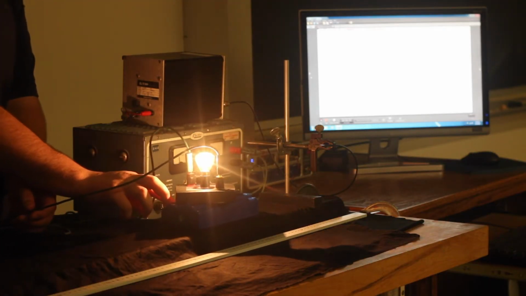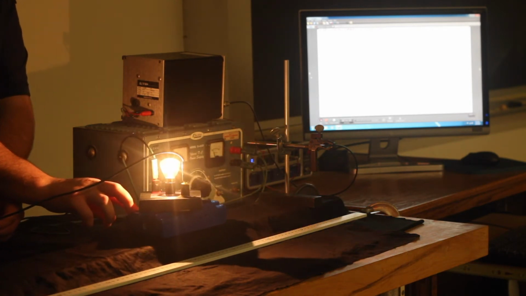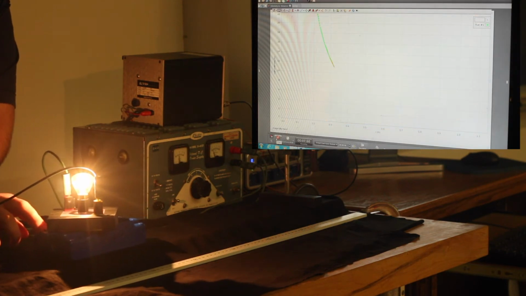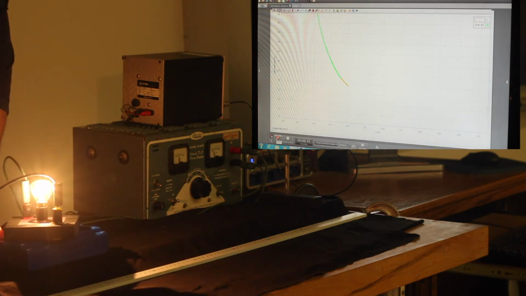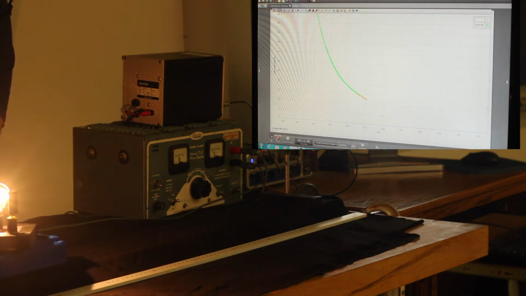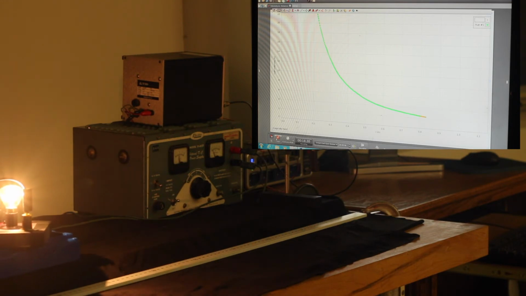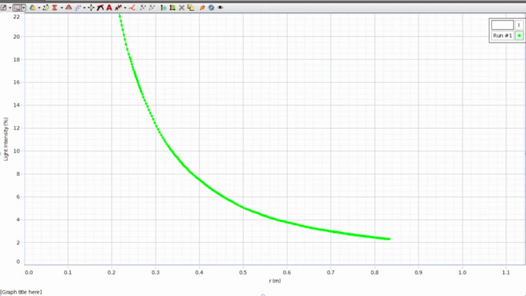We dim the lights and turn on our light bulb. We begin with the light bulb about 20 centimeters from the optical fiber. We start measuring the intensity of light and gradually increasing the distance between the light bulb and the optical fiber. When we carefully take intensity readings at a range of distances, we get the curve shown here, clearly displaying how light falls off as 1 over distance squared.